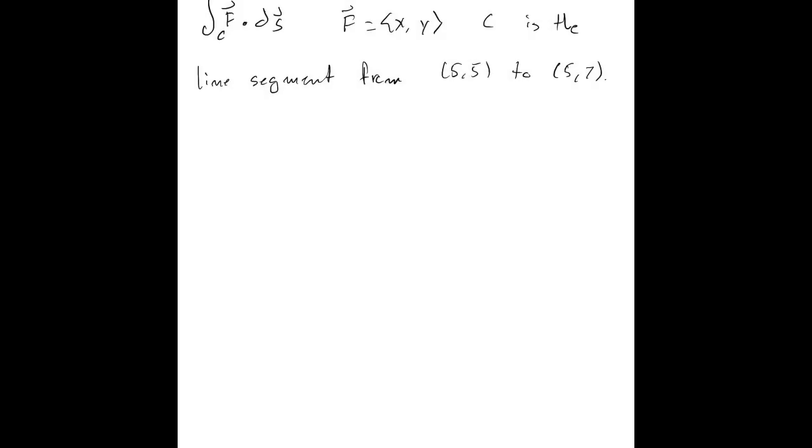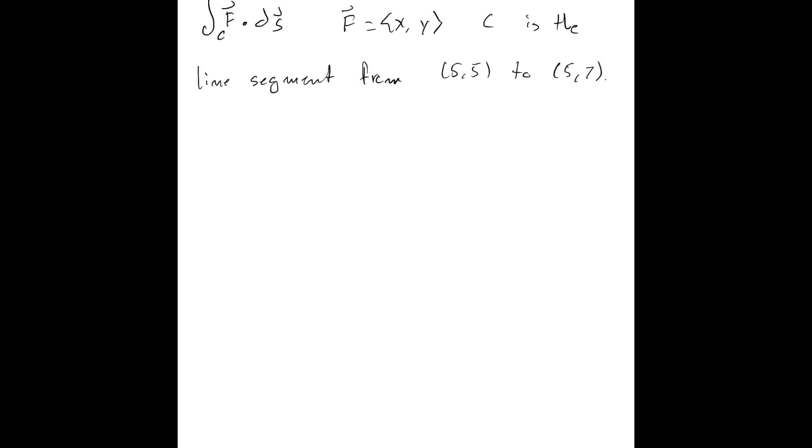Okay, so we want to compute a line integral of this vector field. Here the vector field F is (x, y) and C is the line segment going from (5, 5) to (5, 7). There's a number of ways to do this problem, but since the thing that I want to emphasize here is using the fundamental theorem of line integrals, that's what I'm going to do.